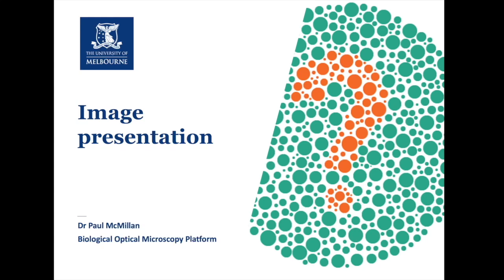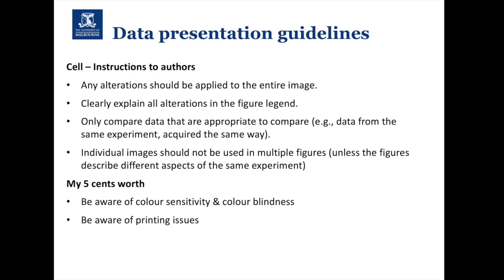Okay, how are we going to go about presenting the data? A lot of these have already been covered in the previous slides. I've taken this out of the journal Cells, Instructions to Authors. If you're thinking of publishing in a paper, it's always worth looking at their instructions to authors, or if you're not planning to publish anytime soon, you can look at some of the papers that your lab has published in recently and look at their instructions to authors.